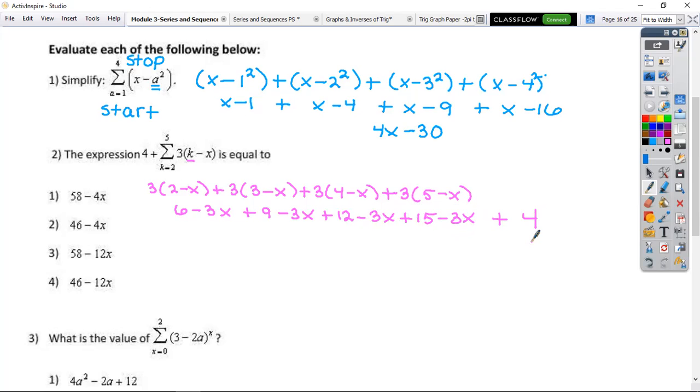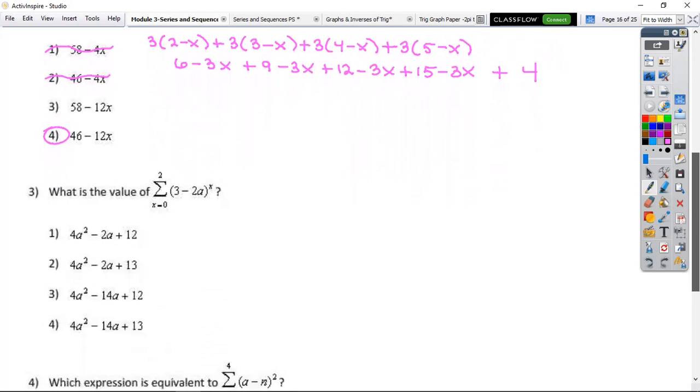Okay. Aren't there 2 answers that we can easily rule out of this? How many x's am I going to have? 12 of them or 4 of them? Yeah, so that's out. That's out. Now you're going to pick up your calculator and you're going to type that in. You're going to do 6 plus 9 plus 12 plus 15 plus 4. I think it's 46. Okay, thank you. It's not bad. It's just a little bit of algebraic work.